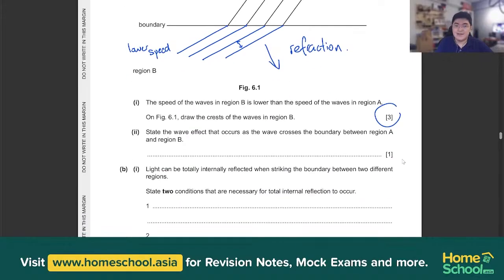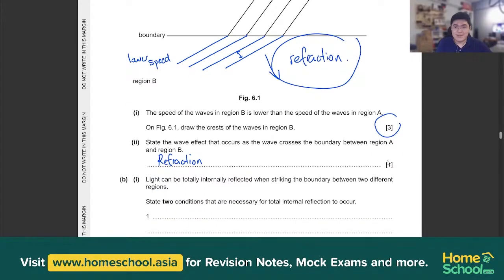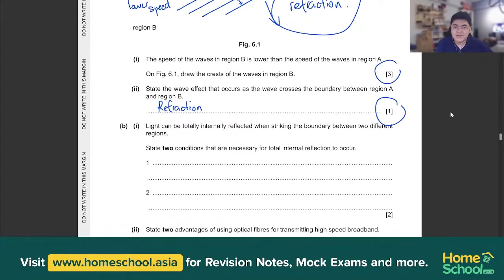3 marks done. And as we stated, this is a phenomenon called refraction. So just write it down too. Okay, so this is the phenomenon of refraction of the wave, and that bags you 4 marks. Easy peasy. Okay, 4 marks, done. So far, so good, huh?